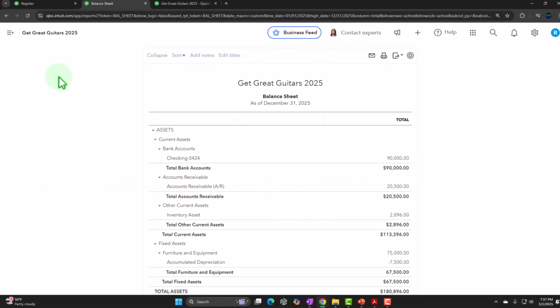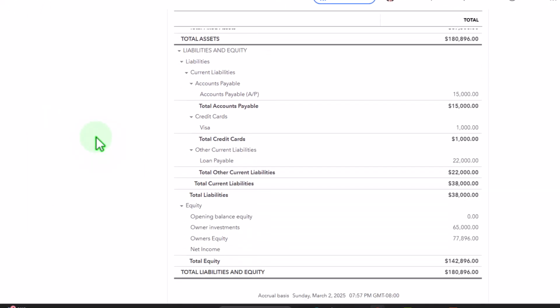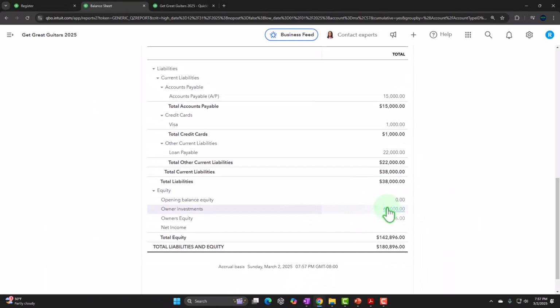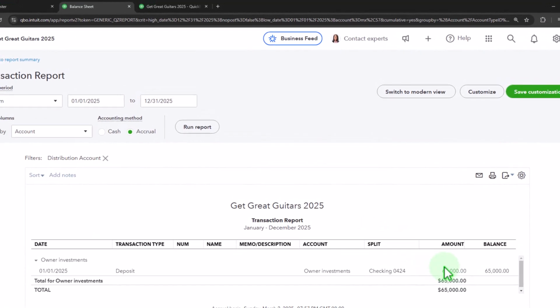Where did the other side go? It went not to the income statement because it's not revenue, but it went into equity. So we've got owner investments, $65,000. There it is. There's the $65,000.